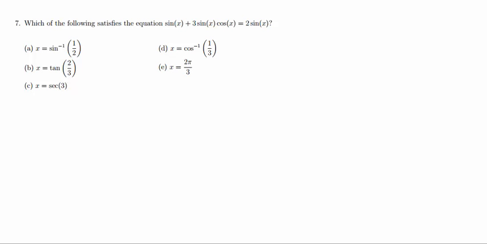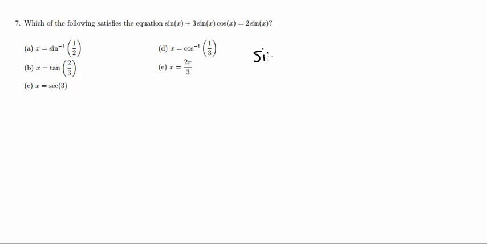Hey guys, welcome back. So now we're working on number 7, and it says, which of the following satisfies the equation sine of x plus 3 sine of x times cosine of x equals 2 sine of x. So just glancing at the answer choices quickly, we notice that we are going to have to solve for x. So I'm just going to go ahead and perform some simple algebra on this, and hopefully we can figure out what x equals. So let me go ahead and just write it out.